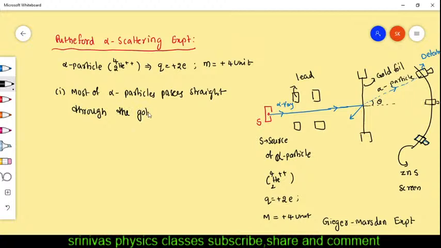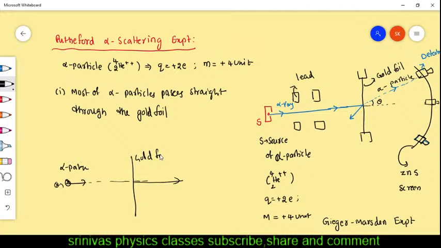Through the gold foil, most of the alpha particles travel straight without any deviation. You see here in the picture, the alpha particles are traveling, and most of them traveled straight. They did not deviate, did not bend, did not scatter. Why does scattering happen actually? We are throwing the alpha particles towards the gold foil, and most of them travel straight without any deviation through the gold foil.